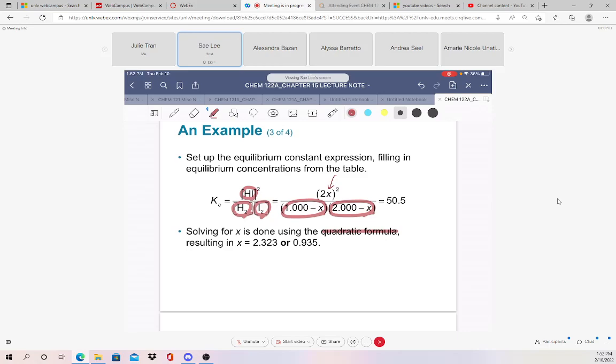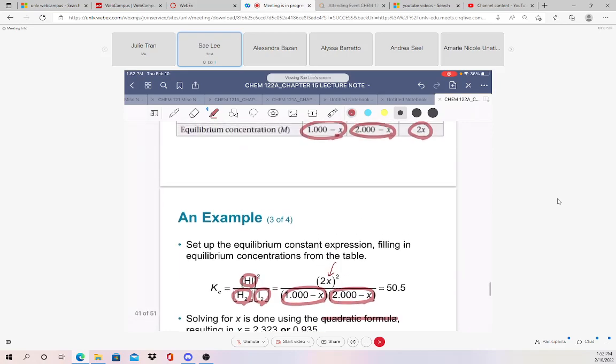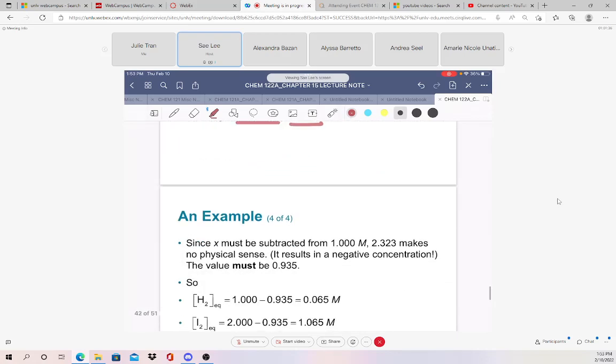You will get x of 2.323, or you will get 0.935. So which value do you have to use? You're going to plug in x to find the actual values of these equilibrium concentrations, right? So what value do you want to use?